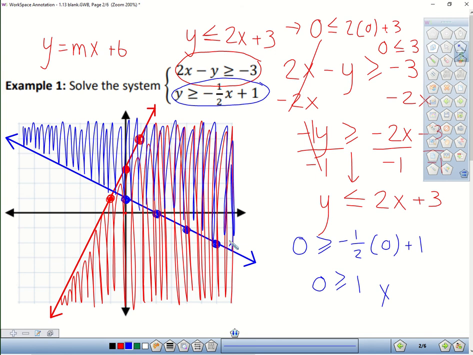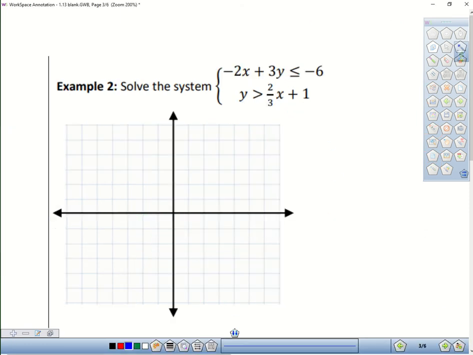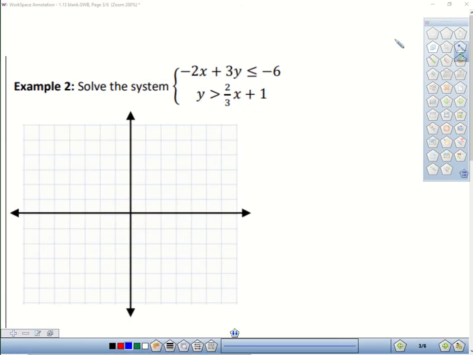So that's two ways to determine where you shade. You can plug in 0 or you can use the rules that I showed you. Either one will work. So does anybody have any questions on this one? If you're up in the front and you have a question, just say my name because I can't see you guys. Sorry. Alright. Moving on to example 2.